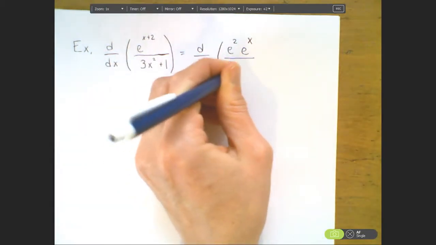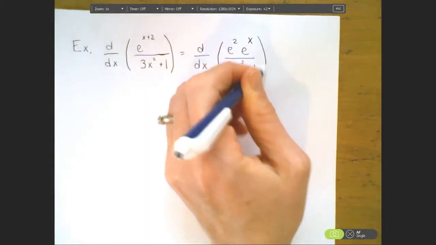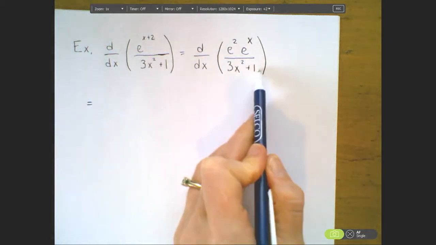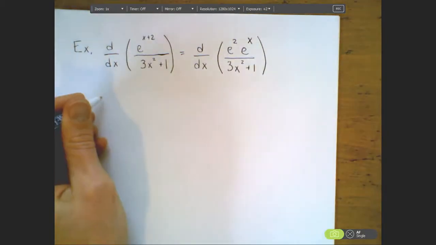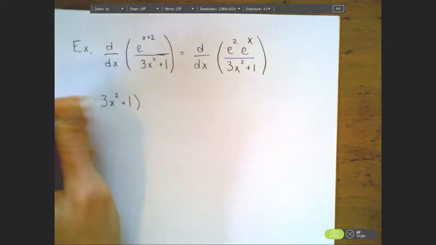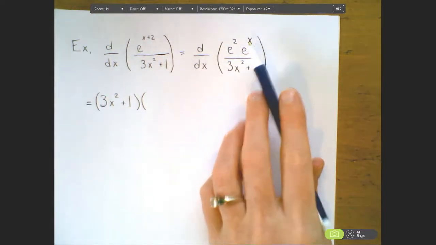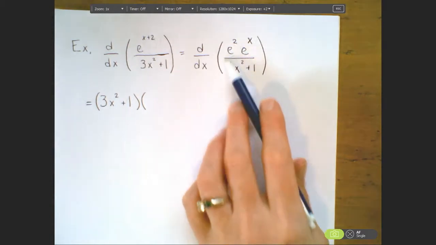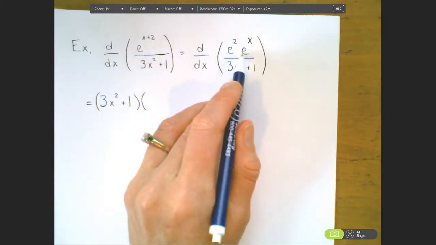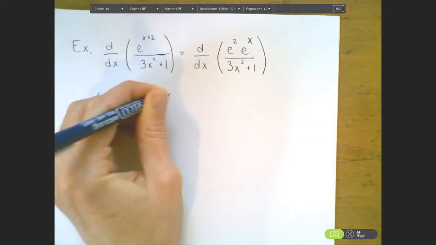So this is 3x squared plus 1 on the bottom. So let's go ahead and employ our quotient rule, which is bottom times the derivative of the top, and our bottom function is 3x squared plus 1, and the derivative of our top function, the derivative of e to the x, is e to the x, and this coefficient just goes along for the ride. We don't have to do anything, because if there was a 2 out front, for example, it would just go along for the ride. X squared e to the x.